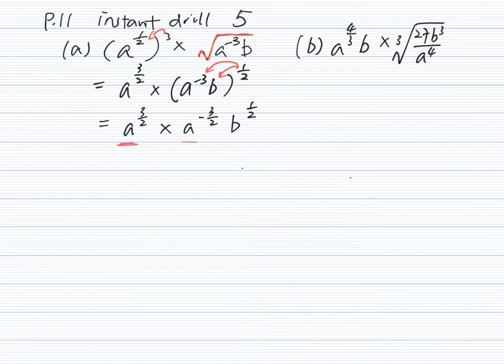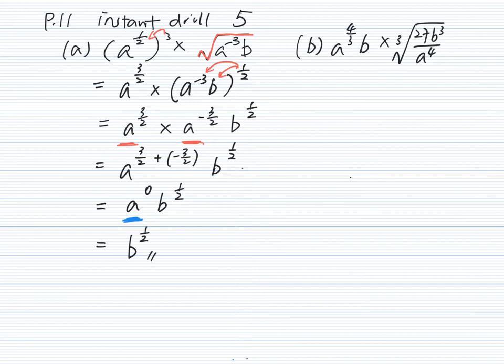Every term with the same base could be merged, so these two a's terms could be merged as 3 over 2 plus negative 3 over 2. And then b's term is standing alone, so just leave it at the back. That's why I arrive at a to the power of 0 and b to the power of a half. And remember, anything with 0 degree is 1, so I should omit that a to the power of 0. So the answer is only b to the power of 1 over 2.